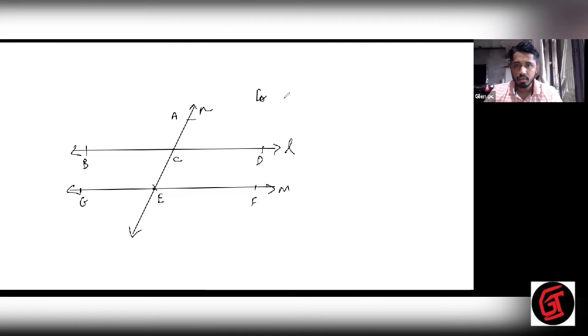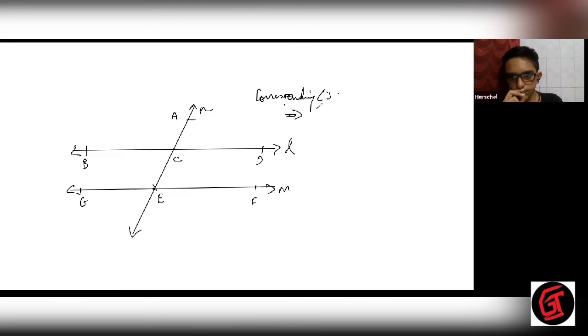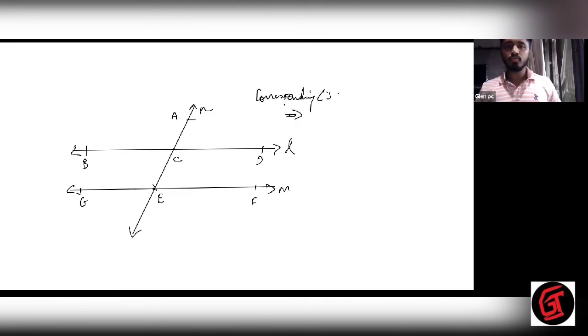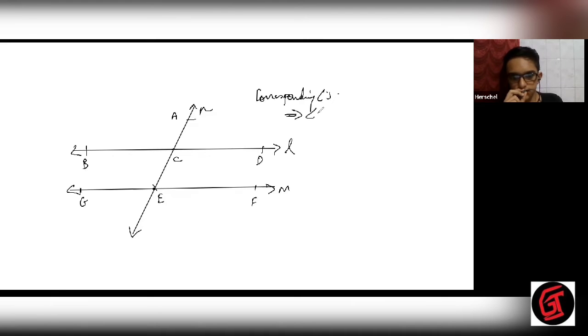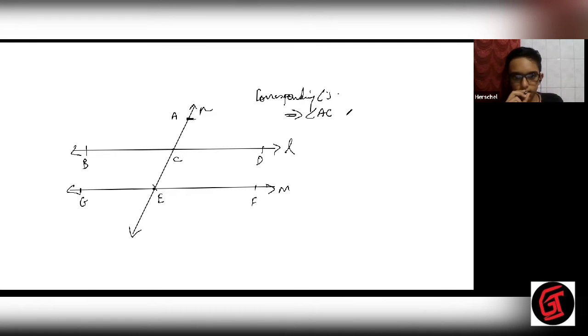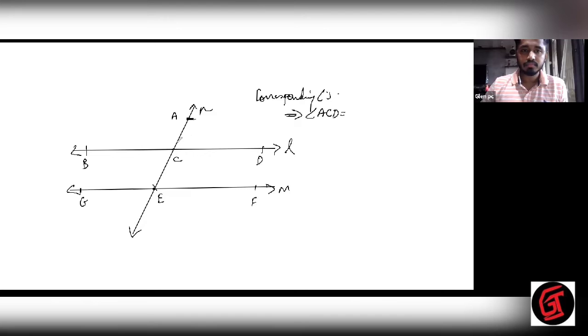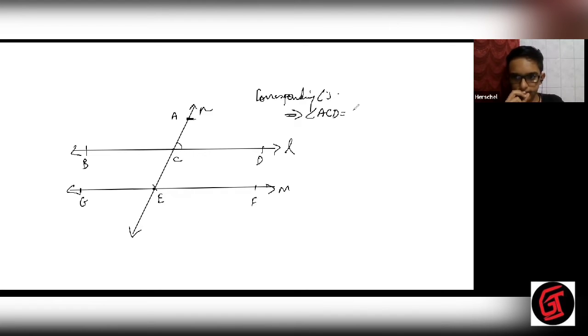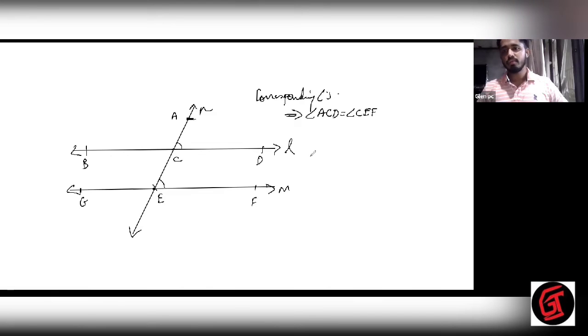Okay. Can anyone tell me? I want Herschel to tell me. Herschel, tell me corresponding angles here. Sir, any or all? Any two which are congruent to each other. Sir, angle NCD. No, that is A. N is the name of the line. This point is A. So angle ACD, very good, is equal to which angle? And angle CEF. Superb. Superb, Herschel. Very good. So Herschel has understood very well.